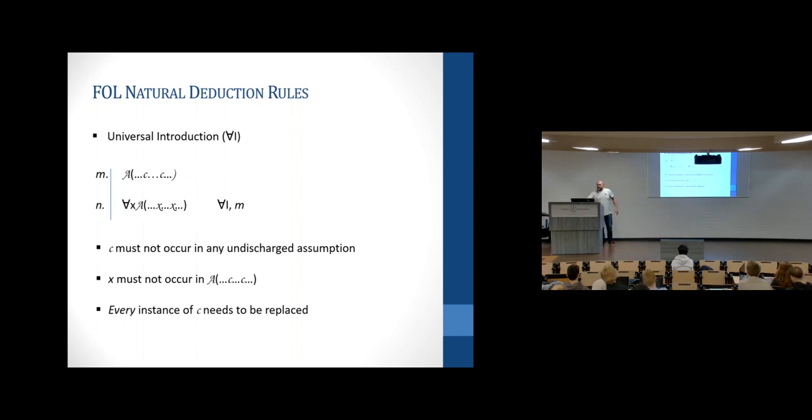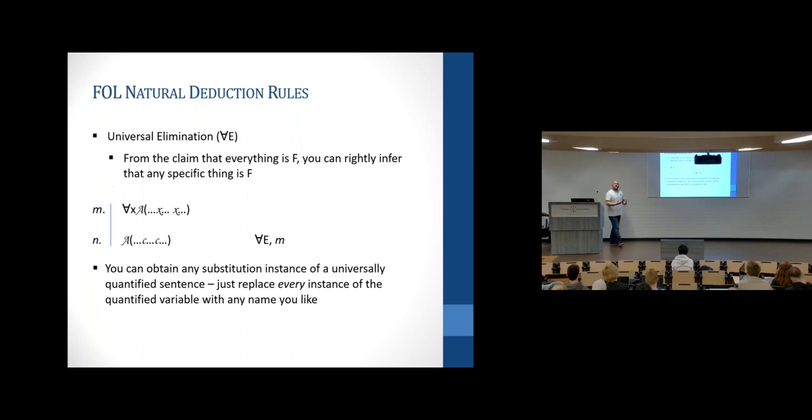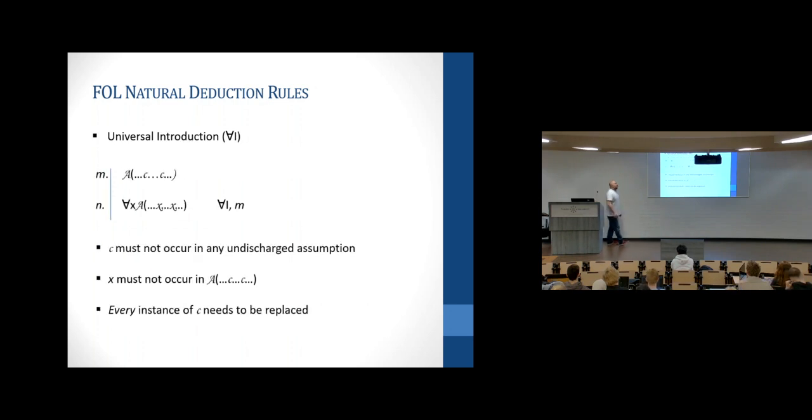To go back a slide or two, universal elimination: if you've got a sentence featuring a universal, cool, plug in whatever name you want, go nuts. Universal introduction: you can replace the name with a universally quantified variable, provided the name is arbitrary, and provided you replace every single instance of the name. Okay, so those are our first two new rules. One of them very straightforward, one of them less so.